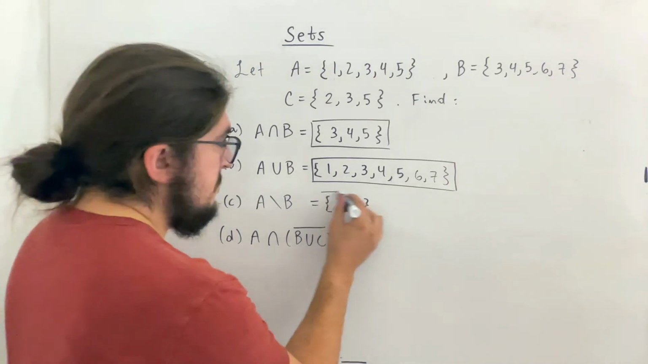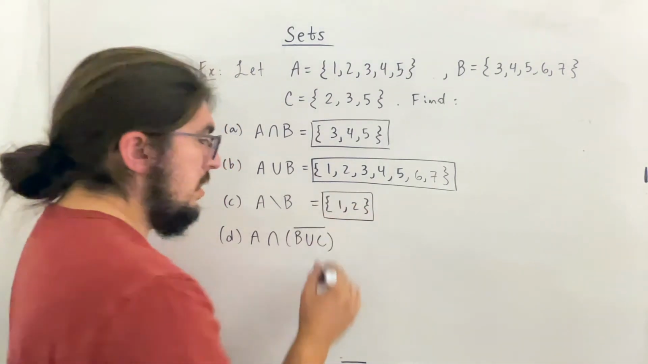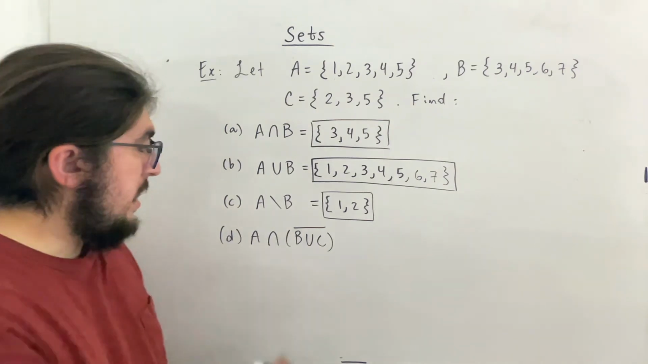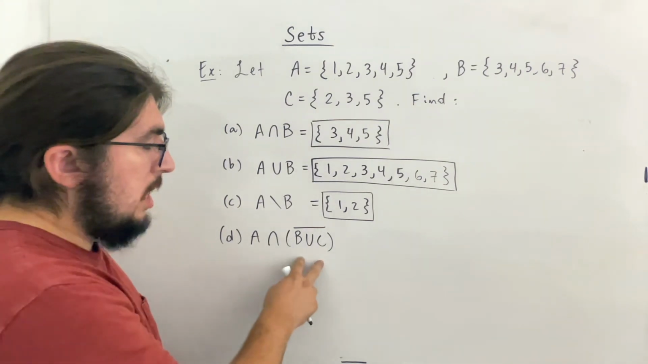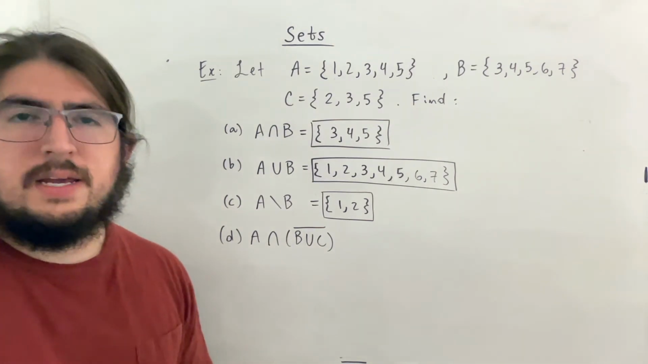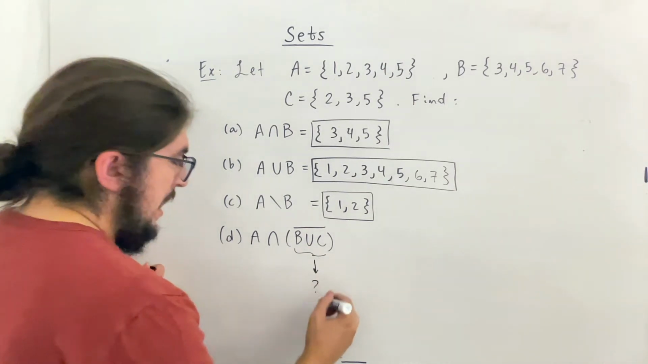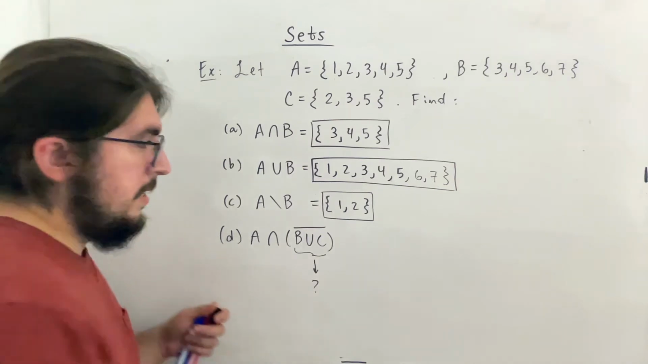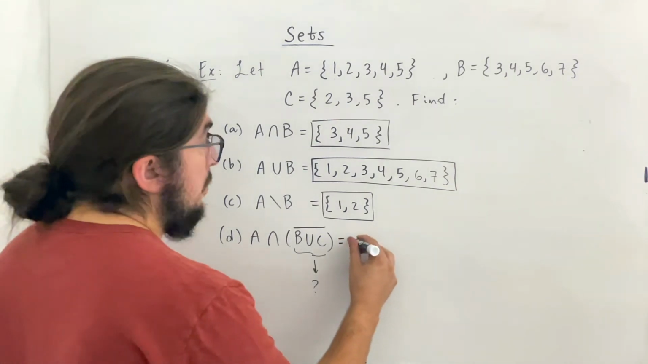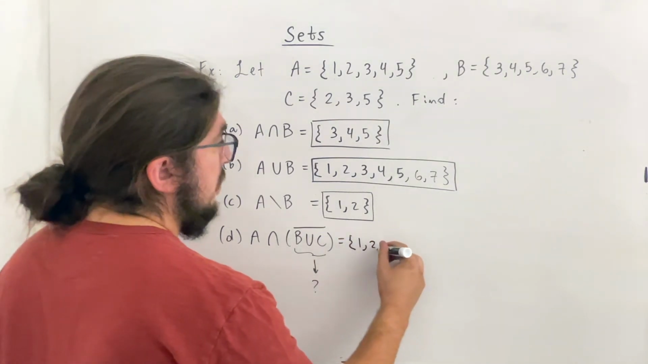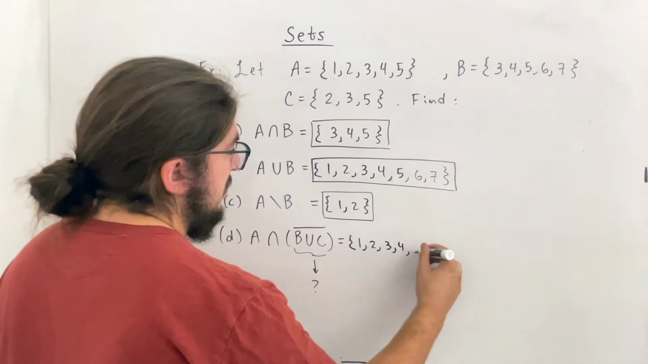Okay. Now this last one may take a little bit of thought, but we're taking the intersection of A with the complement of the union of B and C. So first let's investigate what this monstrosity is, and then we'll take the intersection of that with A. So maybe I'll write it out. A we know is the set of all integers from 1 through 5.